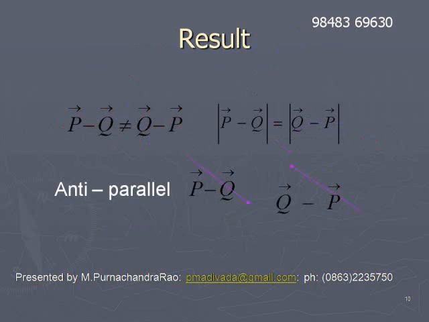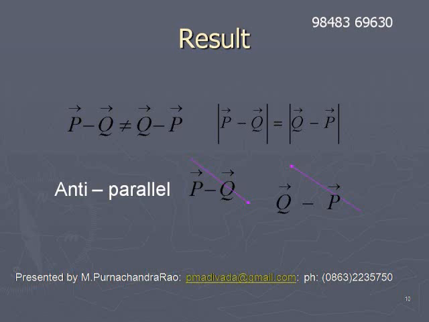If we compare the figures of p bar minus q bar and q bar minus p bar, we notice them to be of the same magnitude but opposite in direction. Such a pair of vectors are called anti-parallel vectors. If the directions are opposite and magnitudes are equal, they are anti-parallel vectors. So the vector p bar minus q bar is not equal to the vector q bar minus p bar.